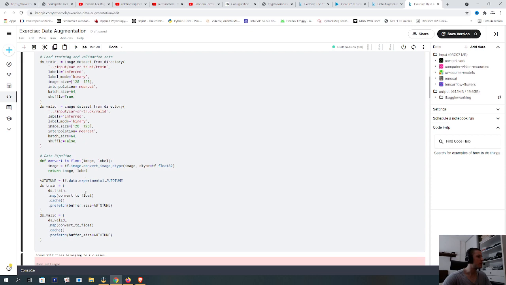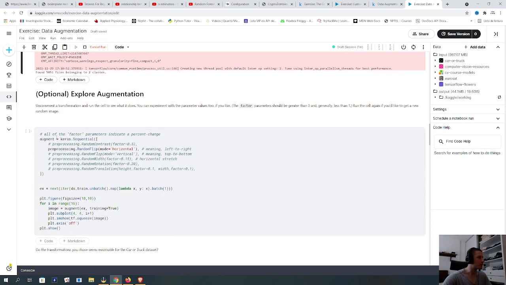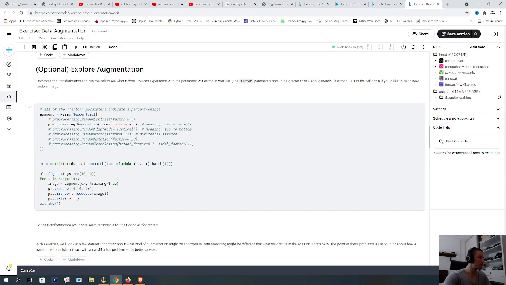So here are all the first steps. I think I'm going to look at it. Explore augmentation. Uncomment the transformation and run the cell to see what it does. You can experiment with the parameter values too, if you like. The factor parameters should be greater than 0 and generally less than 1. Run the cell again if you'd like to get a new random image.